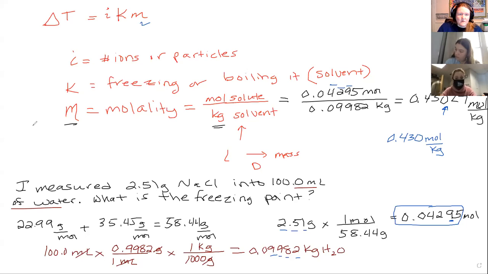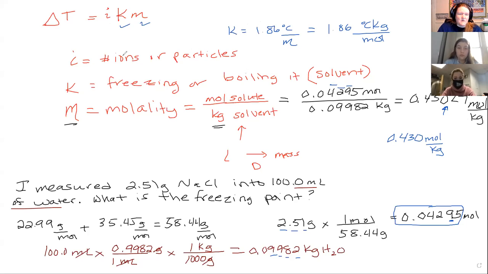So our K here is going to be 1.86 degrees Celsius per molality. Sometimes those units get written like this, depending on the resource you're using. It's the same thing because molality is moles per kilogram, so they mean the same thing. So now we've got that.